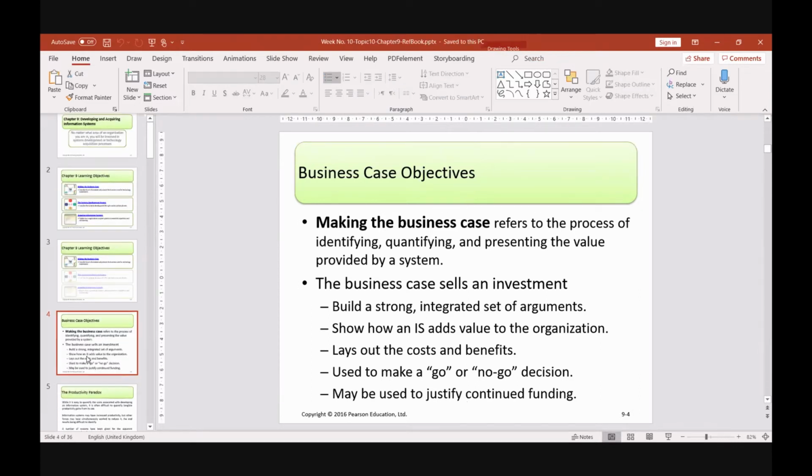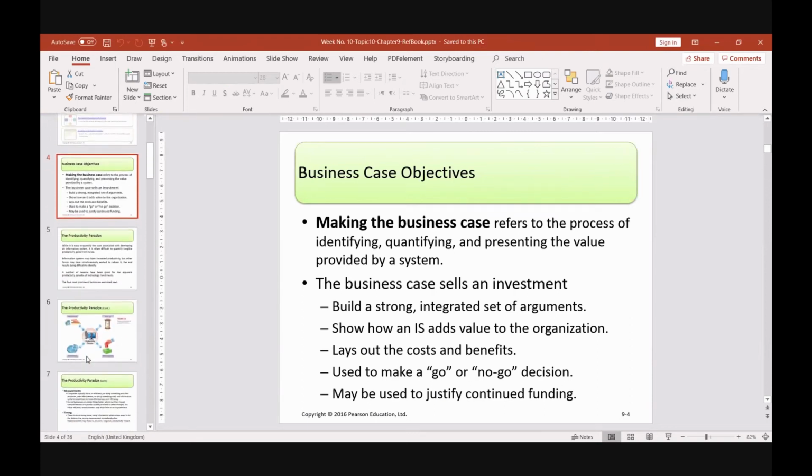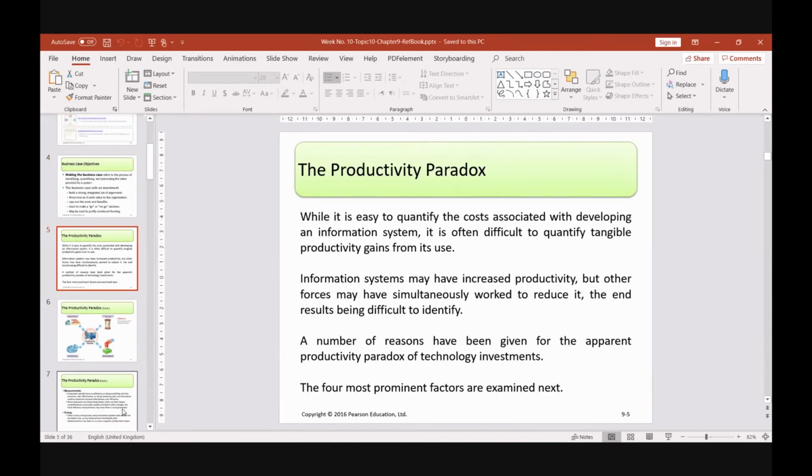Is that clear, guys? Yes, sir. Okay, next we have the productivity paradox.